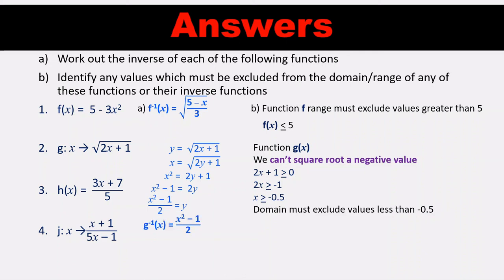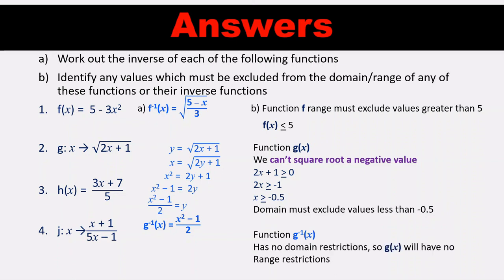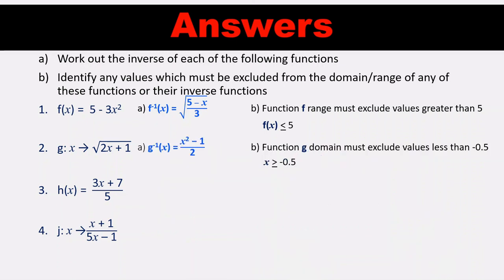Now I see a fraction here. However, this fraction will never have a 0 in the denominator because the denominator is 2. So I can square any value, and I can subtract 1 from that value, and I can divide by 2. So the inverse function of g of x has no domain restrictions. So the original function g will have no range restrictions.